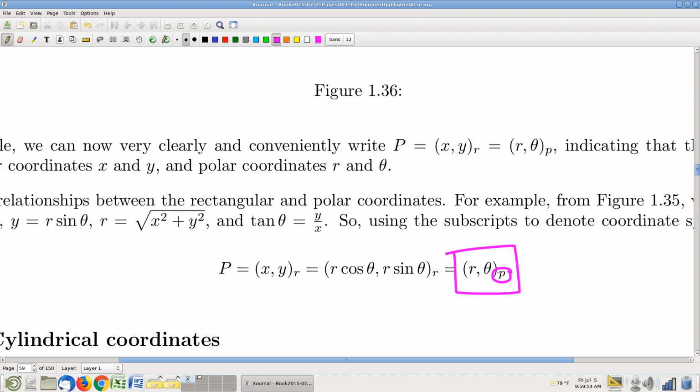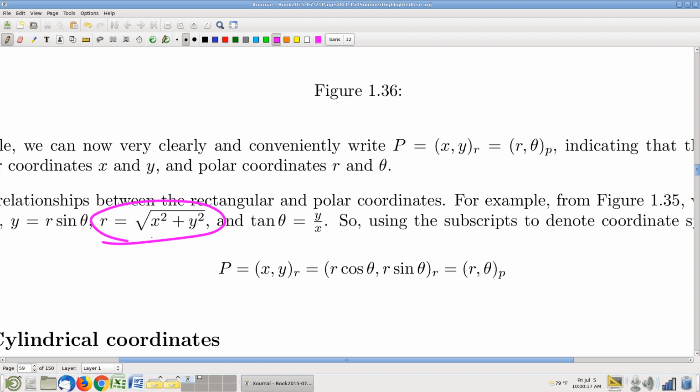Another way to say this is the point whose rectangular coordinates are x and y is a point whose polar coordinates are r and theta. And here are the conversion formulas between the two.